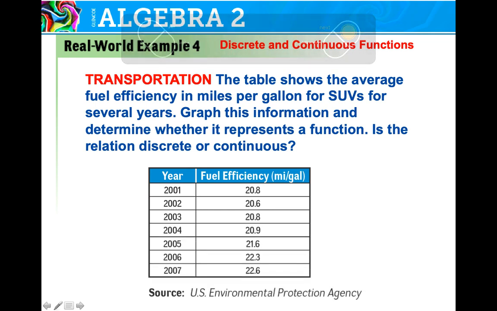In order to determine whether you are discrete or continuous, you want to think about whether something is countable or something is a measurement. This one's a bit of a trick. Table of values for miles per gallon.